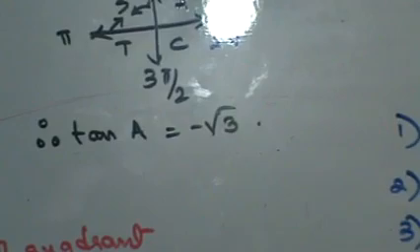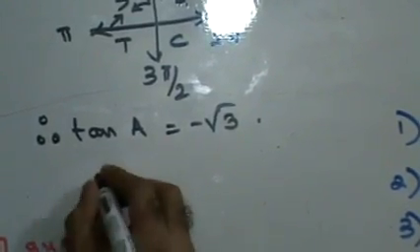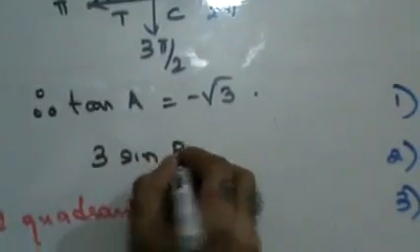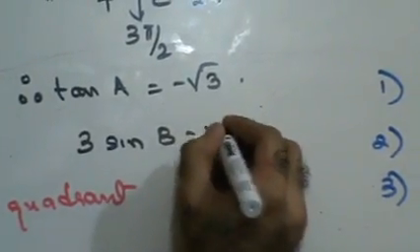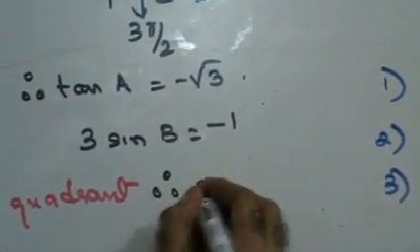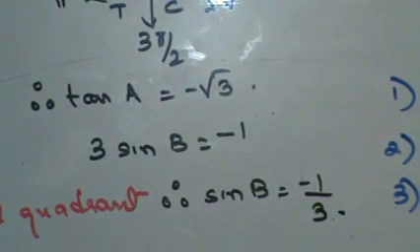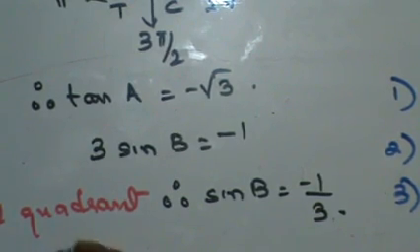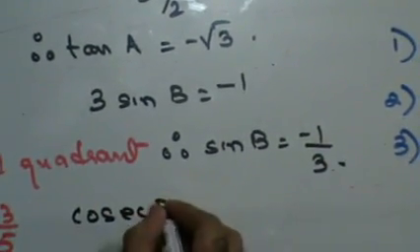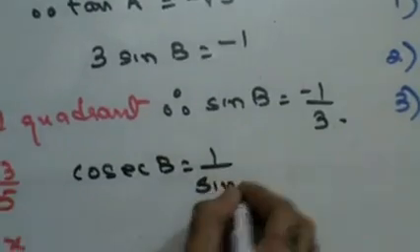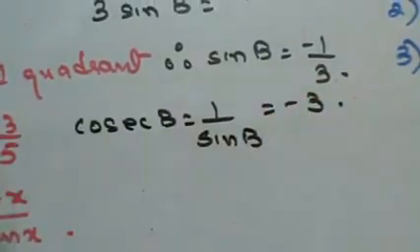Now, similarly, they have given you that 3 sin B is equal to minus 1. Therefore, I can say that sin B is minus 1 upon 3. If I know sin B, I can find out cosec B. Cosec B is nothing but 1 upon sin B. So that will be minus 3.